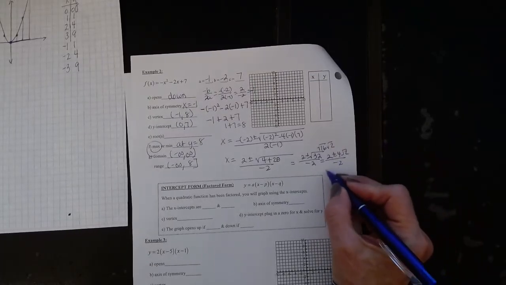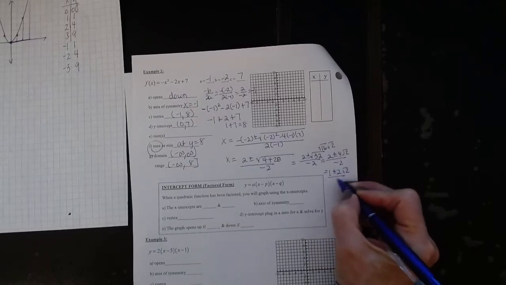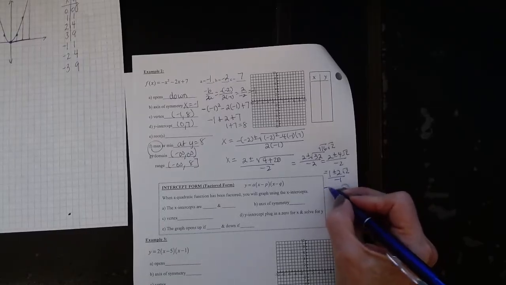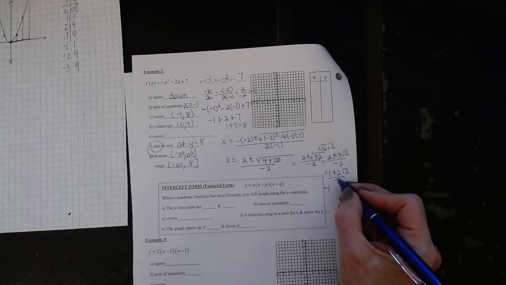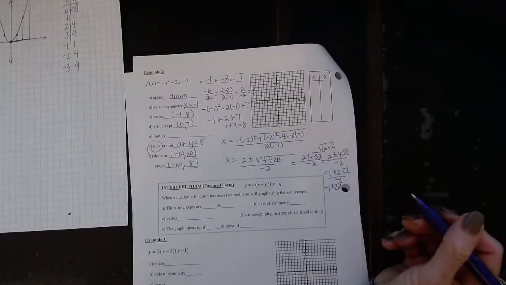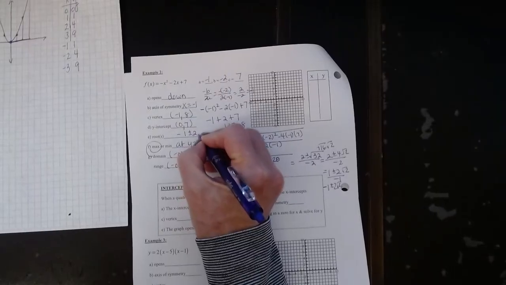So if I divide everything by 2, I'm going to get 1 plus or minus 2 root 2 divided by negative 1. And then if I divide 1 by negative 1, I get negative 1. A positive divided by a negative makes it negative. A negative divided by a negative makes it positive. So I keep the plus or minus 2 root 2. So my roots are negative 1 plus or minus 2 root 2.